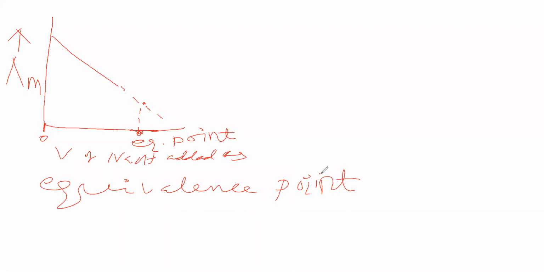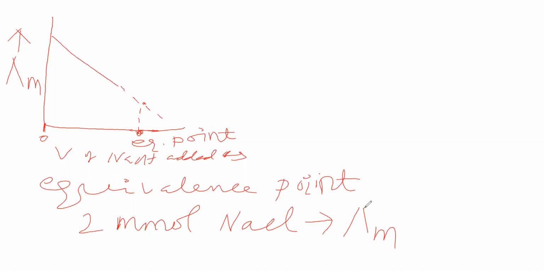At the equivalence point, only NaCl is there. How much NaCl is there? 2 millimoles of NaCl is present. From this, we can find the lambda m of the solution. At equivalence point, 2 millimoles of NaCl is present, and we can find the lambda m of the solution.